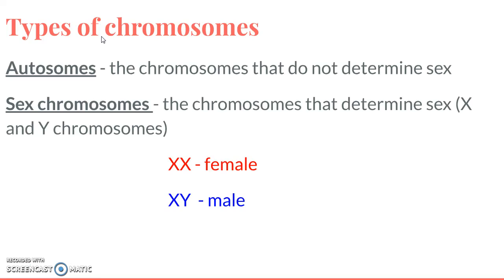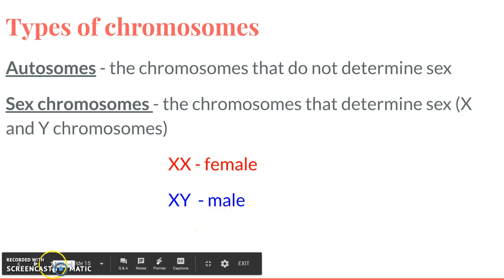Chromosomes have two different types. We have what the majority of our chromosomes are, which are autosomes. That's just about every chromosome in our cell. But we also have special chromosomes called our sex chromosomes. Those are the chromosomes that determine if you're a female or a male, and they're your X and Y chromosomes.